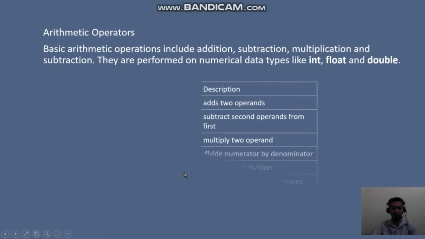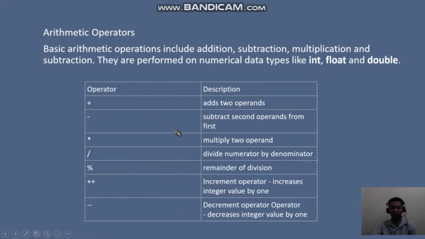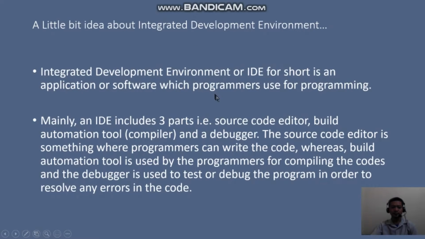So we will be tackling more on other operators or tokens in module 2. Before that, we will take a tour of what the structure of a whole C program looks like. Let's consider first what is needed before you can actually code in C. So a little bit of idea about the IDE, or integrated development environment.